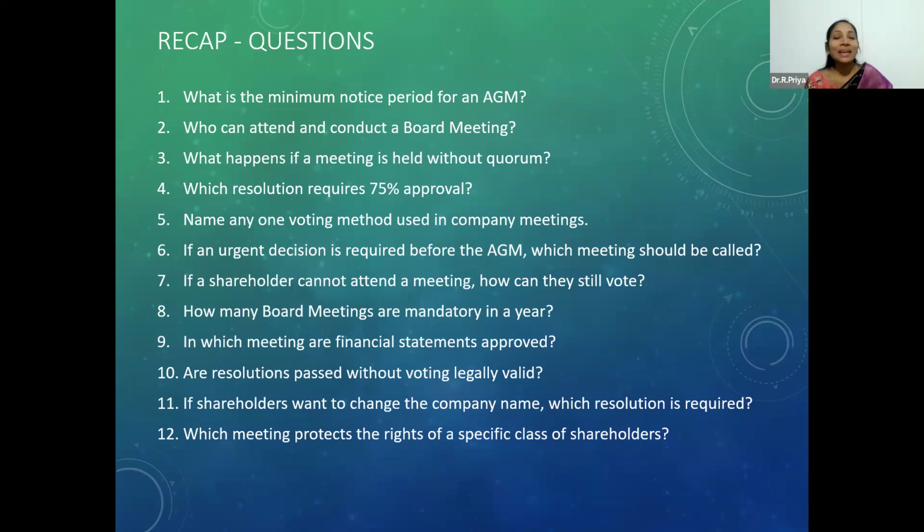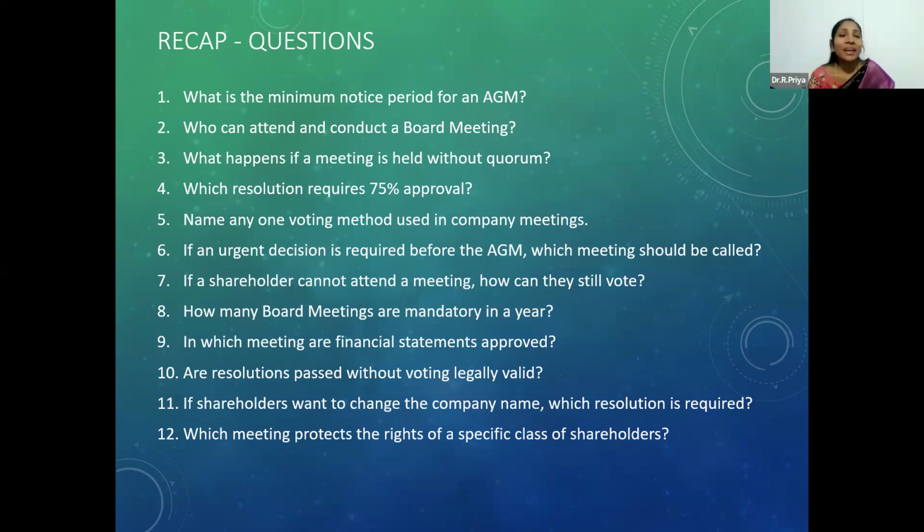Then next, what is the name of any one voting method? Poll voting, e-voting, show of hands, postal ballot, proxy. Yes, very good.